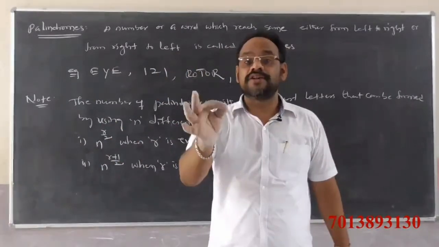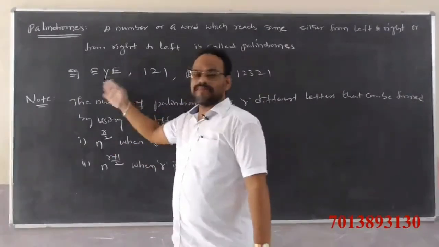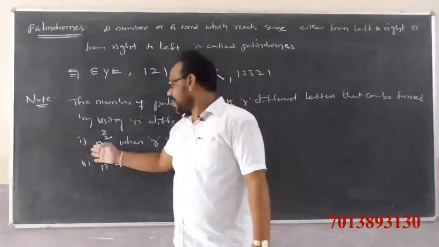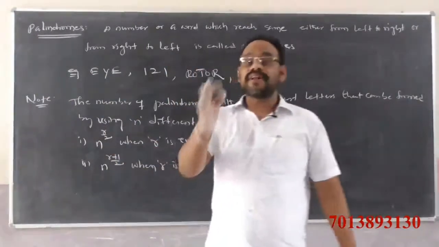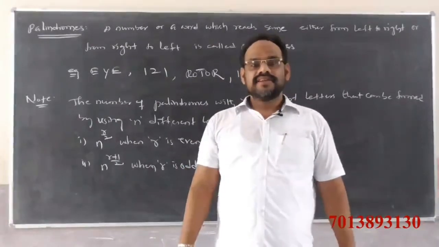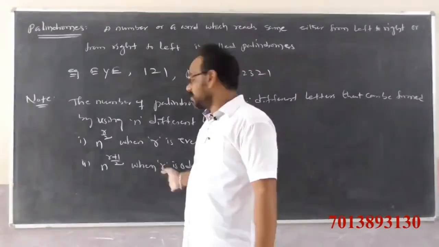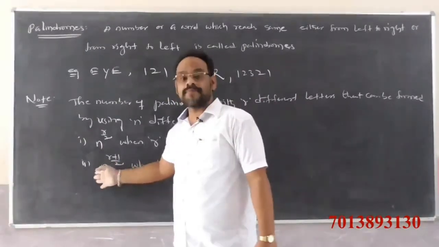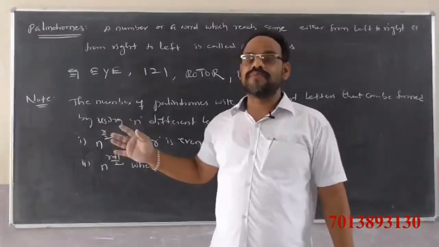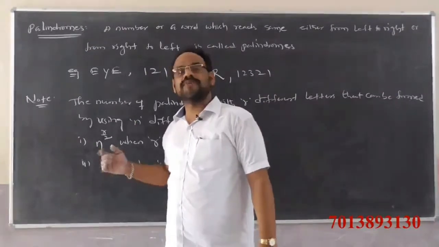We want palindromes. Here repetition is allowed when using the digits. So what is the formula? n power r by 2 when r is even. When r is odd, it is n power (r plus 1) by 2. n power (r plus 1) by 2 is the number of palindromes.